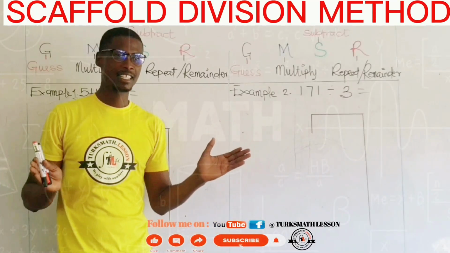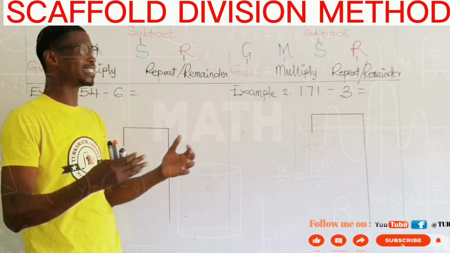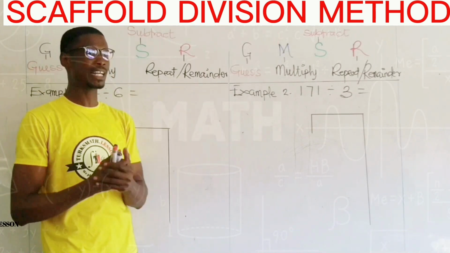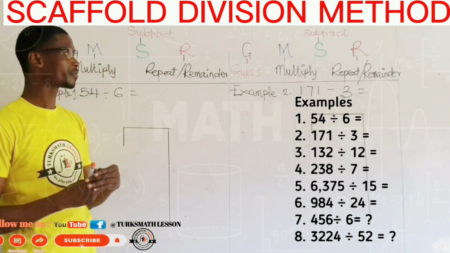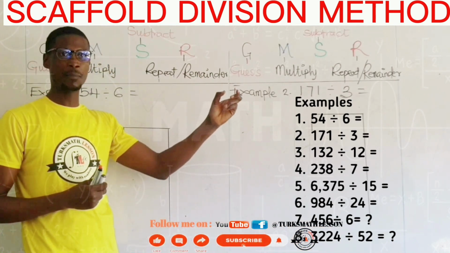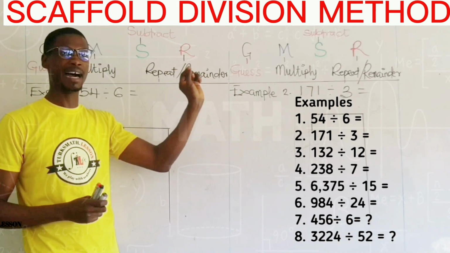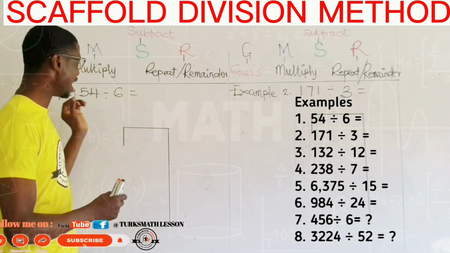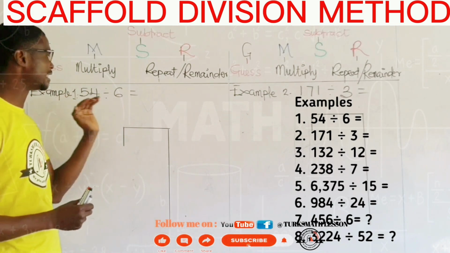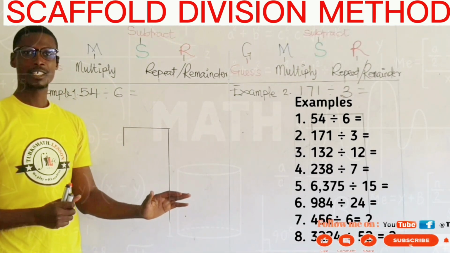Are you ready? Yes. Now let's look at some of the examples. From the slide, what are the examples? 54 divided by 6. That's the first example. The first example is what? 54 divided by what? 6. So I have it there.